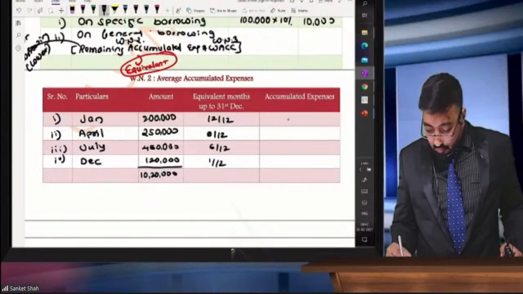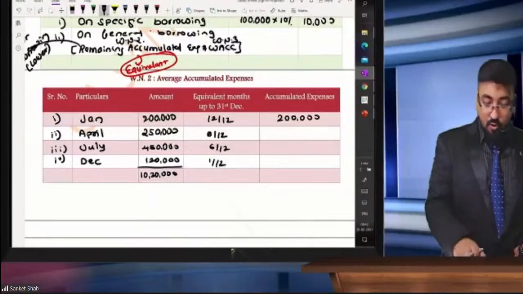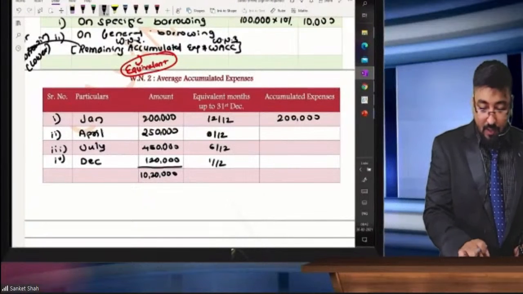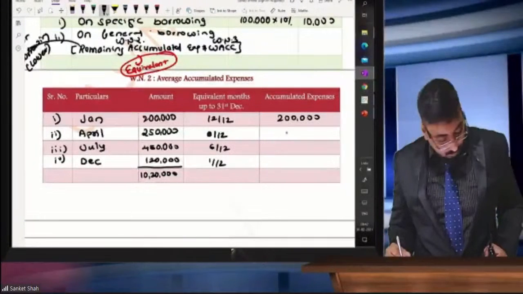So I will calculate now. Multiply 2 lakhs into 12 by 12, it is 2 lakhs. Then 2 lakh 50,000, you can use the memory plus function. Then you have 2 lakh 50,000 into 9 by 12, memory plus. Beta, how much?